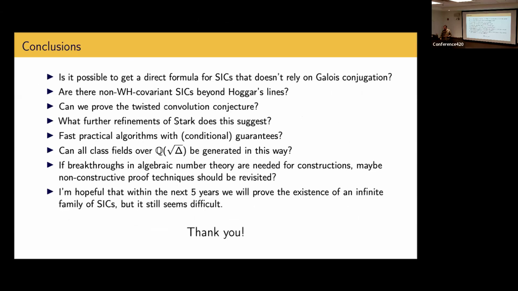So that's all I have to say. My conclusions here: I think there are a lot of interesting open questions. Alexei asked, is it possible to just directly write down the formula without having to do this Galois conjugation? We have no idea. Are there non-Weil-Heisenberg covariant ones beyond this one special example that I cited? Can we prove any of these open conjectures?